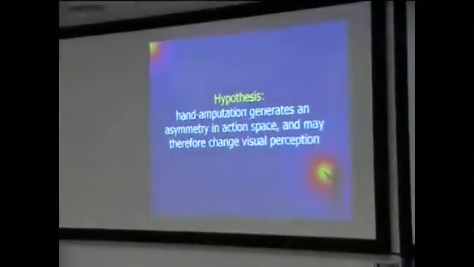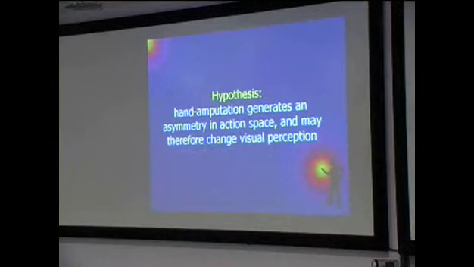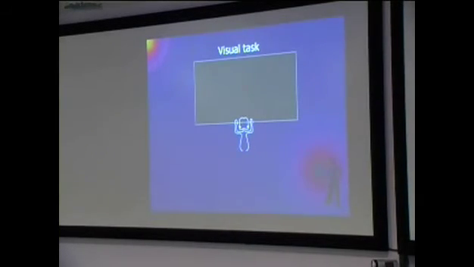And I thought that maybe this shrinkage of action space, this asymmetry induced in action space, may generate some changes in visual perception. So to test this hypothesis, I recruited a group of unilateral amputees, so they're only missing one hand. And I gave them this very, very basic visual test. They were asked to sit in front of this screen. This is outside of the MRI scanner, just in a room, like this room.